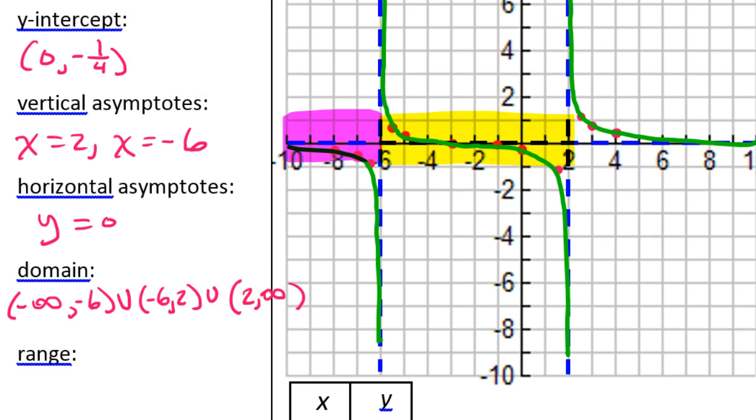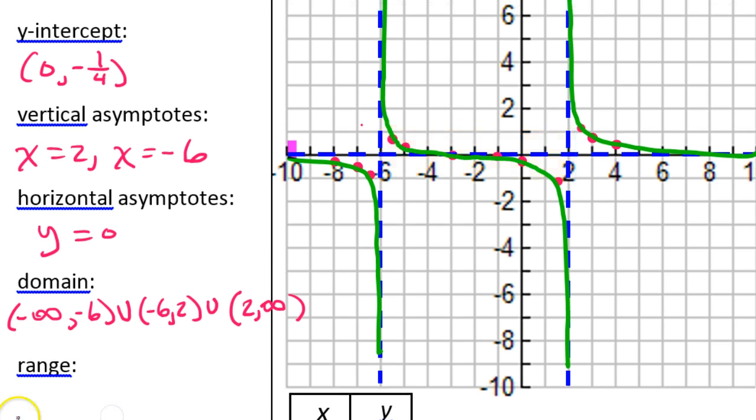All right, now the range is similar, but the range represents the y values of a function. So I need to look at the graph from bottom to top. Now, from bottom to top, this graph goes down forever, and it goes up forever. So I'm tempted to say negative infinity to positive infinity. I have to stop and think about the asymptote, because very often we have to leave out the asymptote. In this case, we don't have to leave out the asymptote.